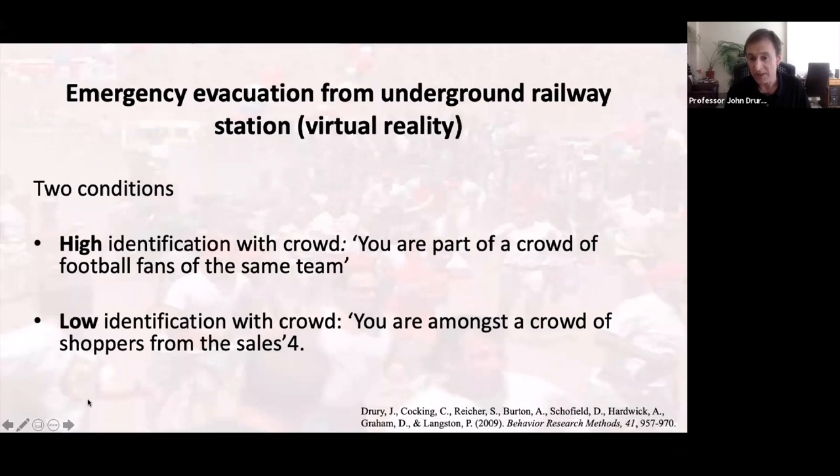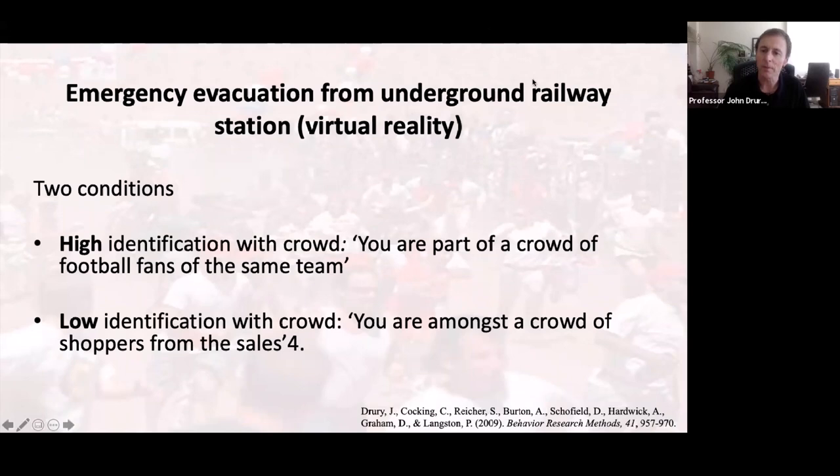This is an experiment, and in experiments what we do is we vary one variable, one condition. We change one thing and then measure the effects. What we changed was the level of identification. In one condition, we implemented a high identification with the crowd. We said, you're part of a crowd of football fans of the same team, so you're with people in your group. In the second condition, it was still a crowd, but this time there wasn't that identification. We said, you're amongst a crowd of shoppers. So it's not that you're identifying with them, you're just physically amongst them.